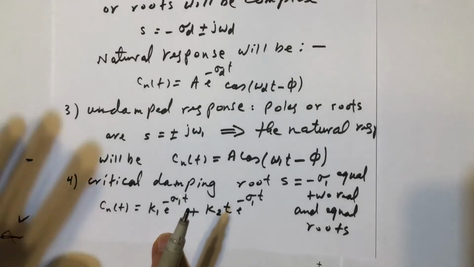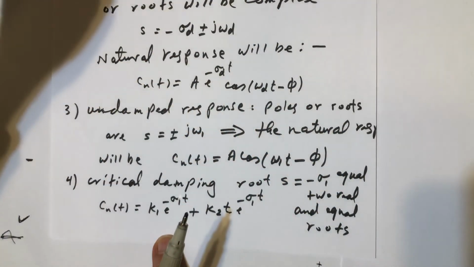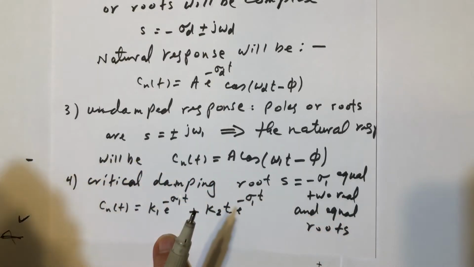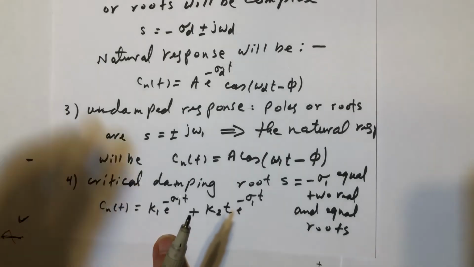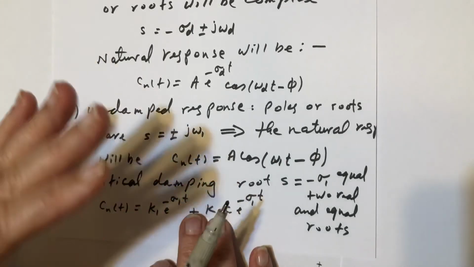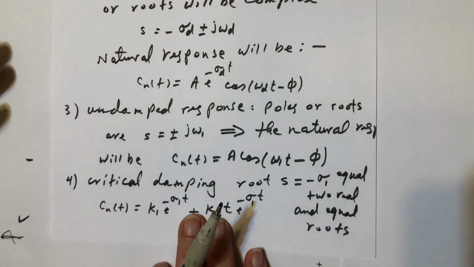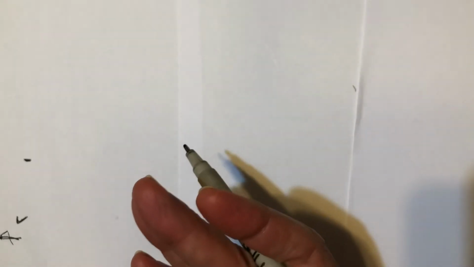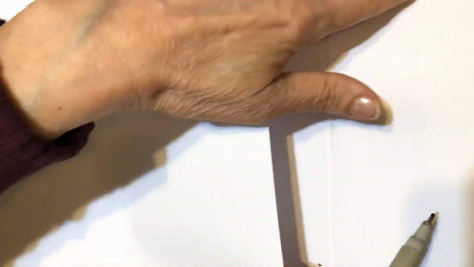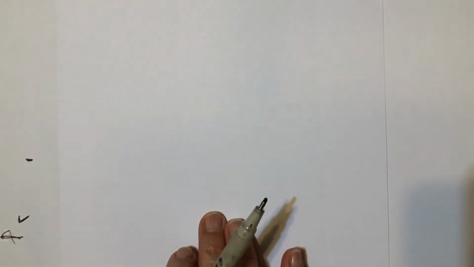Okay, so we have 4 types of responses: overdamped, underdamped, critically damped, and no damping. Of course, the undamped response is not very common to come across because it's not a very healthy response. So we prefer to have some sort of damping so that the system will be better controlled, not free as it likes, because that will create some problems. Okay?